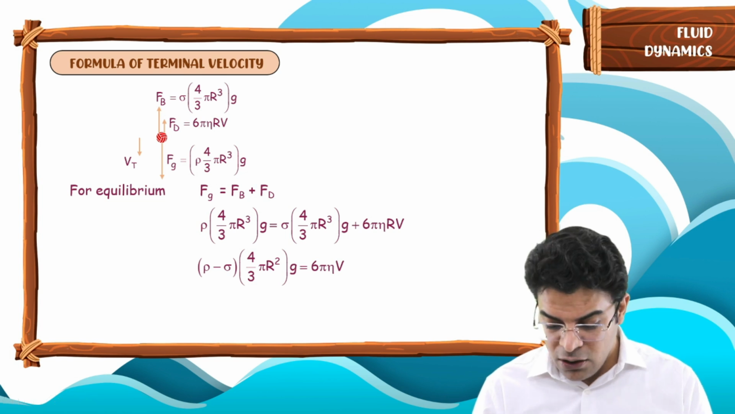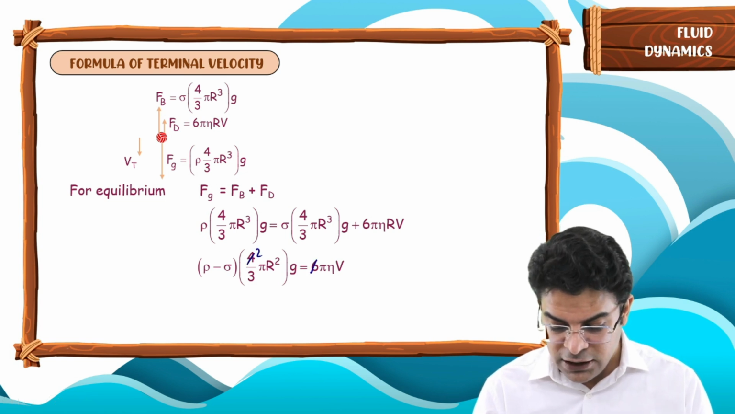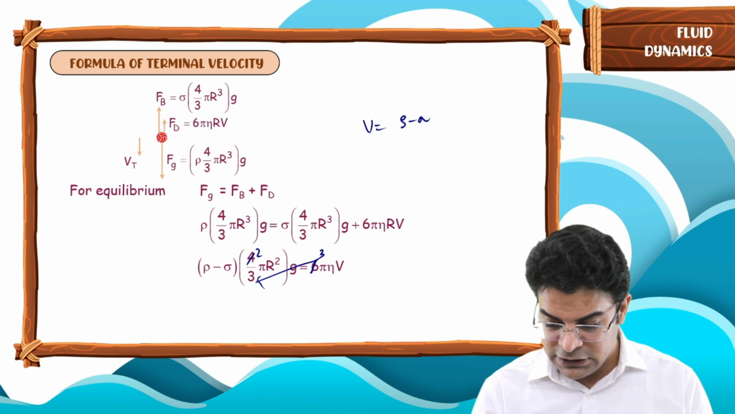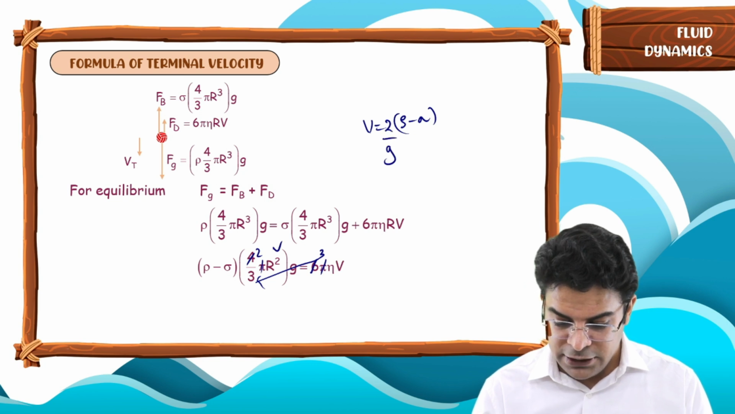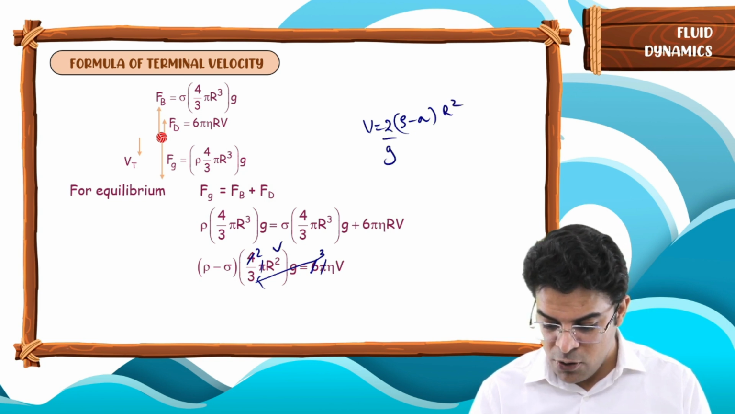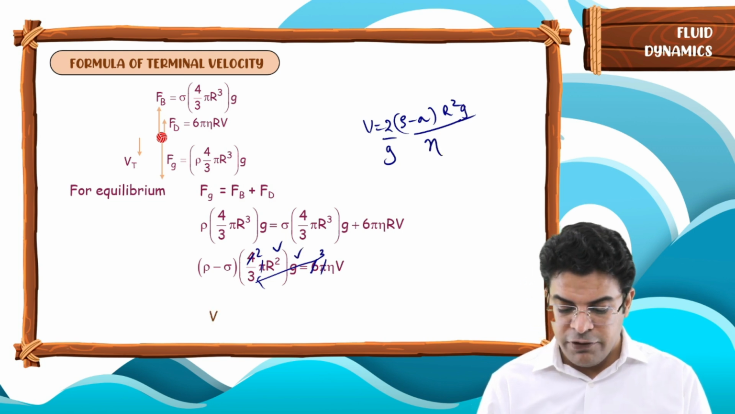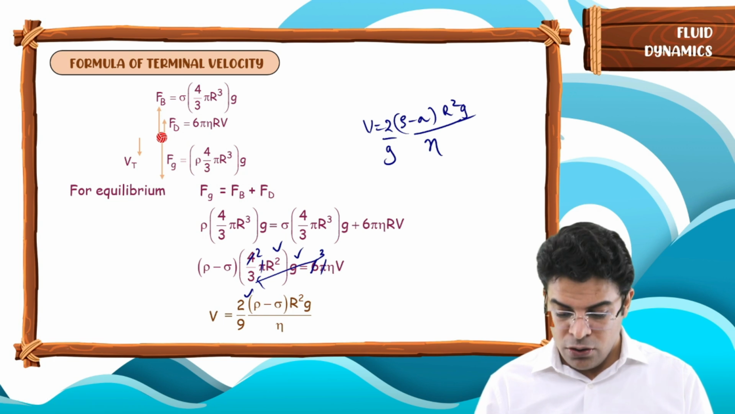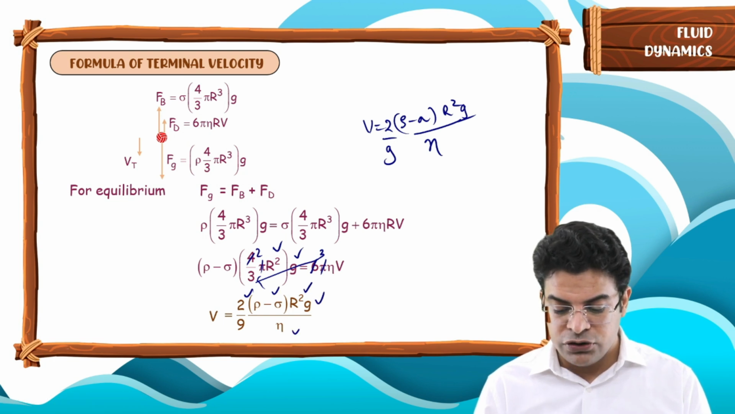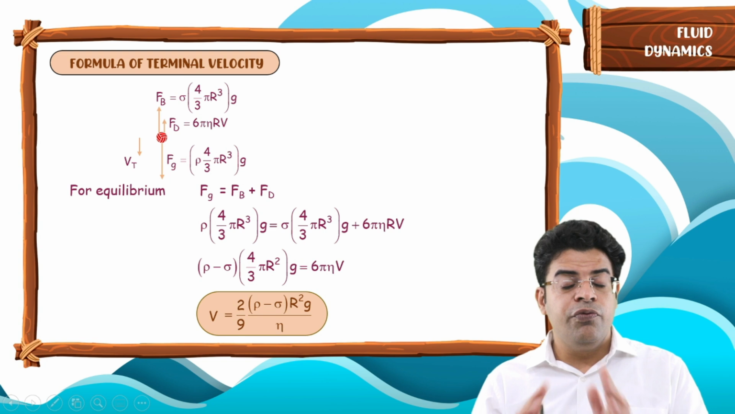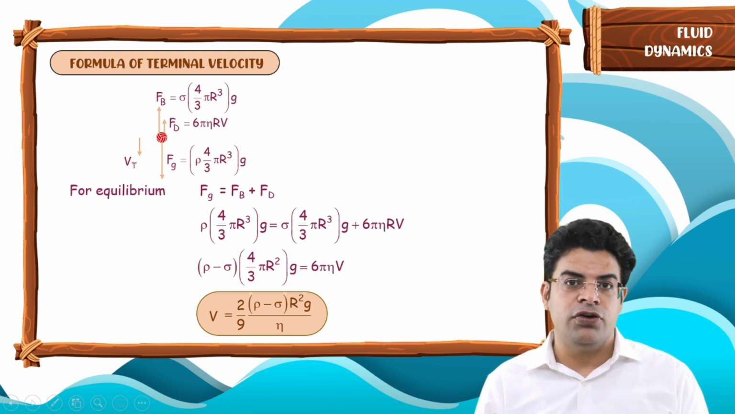From here now you can cancel out this 6 with the 4, so you get a 2 here and a 3 here. The 3 goes in the denominator, so you get v equals rho minus sigma, and the pi gets cancelled, into 2 by 9, and there is an r square in the numerator upon eta, and there is a g in the numerator again. So you get v equals 2 by 9 rho minus sigma r square into g by eta. So this is how we derive the formula of terminal velocity.